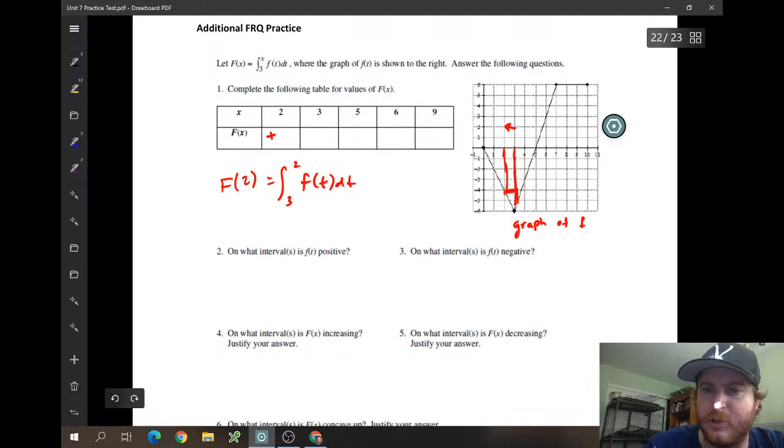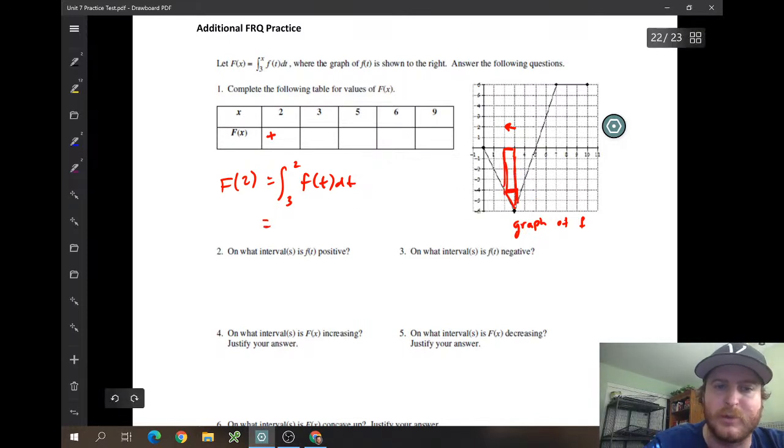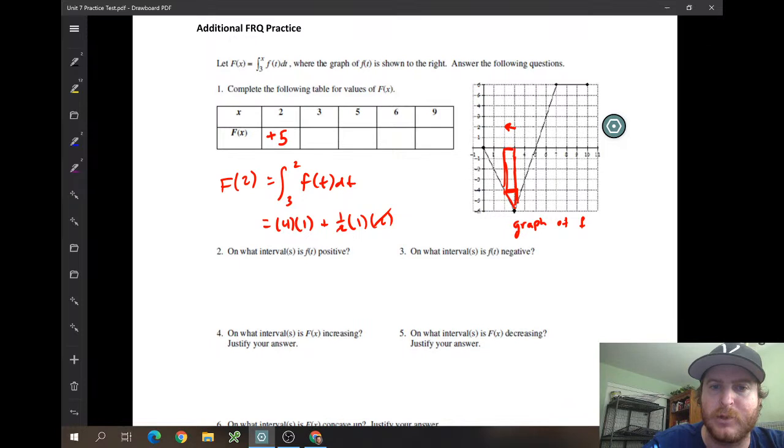So I'm going to split this into a rectangle and then into a triangle. Here is where I could count squares, 1, 2, 3, 4. But really it's 4 times 1, and then plus 1/2 times the width of 1 and the height of that triangle, which is 2. So that's 4 plus 1 is 5. The reason it's positive is because it was below, but we were going backwards.